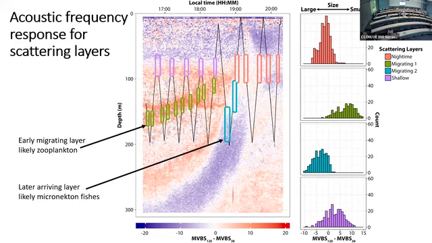So they'd have much higher scattering at the higher frequency. And so to look at that frequency response to differentiate between zooplankton that would scatter at higher frequencies versus fish that would kind of have a zero-centered response.